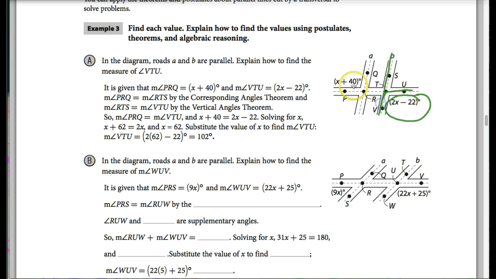So if you were to draw all of this like that, what kind of relationship do you have? You can see by the corresponding angles theorem and so on. I want you to take a look at this, but long story short, this angle and that angle are alternate exterior angles, and they're supposed to measure the same. So you're just going to say x plus 40 is equal to 2x minus 22. Find out what x is equal to, and then plug it back in here to get the answer, 102 degrees.